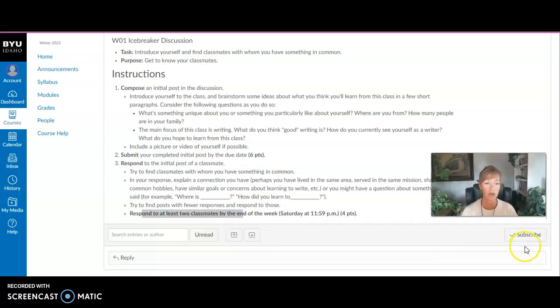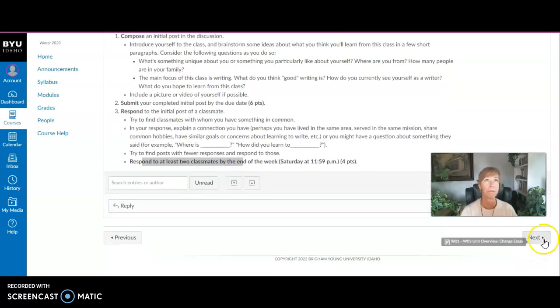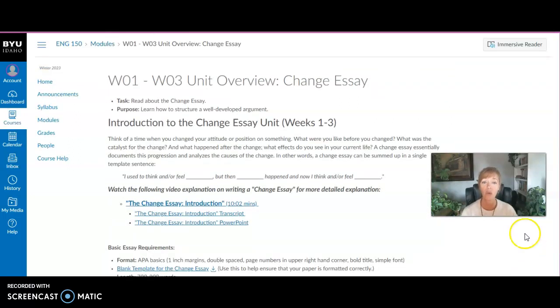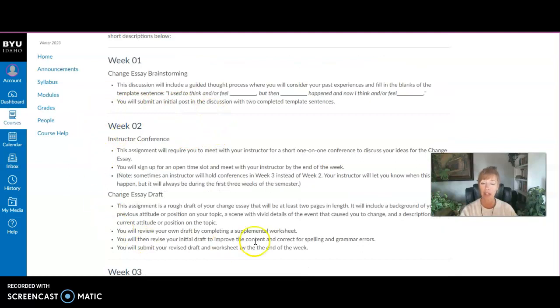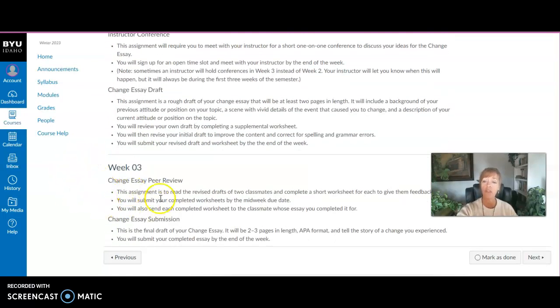That's going to be due. The first post is going to be due Thursday night, and then the final posts are going to be due Saturday night. And then we are going to get right into this first essay so you know what we're going to start working on, okay? And this is an overview. And it shows you right here what we're going to be working on and talking about week 1, what we're going to be talking about week 2. These aren't assignments right here. It's just an overview, okay?